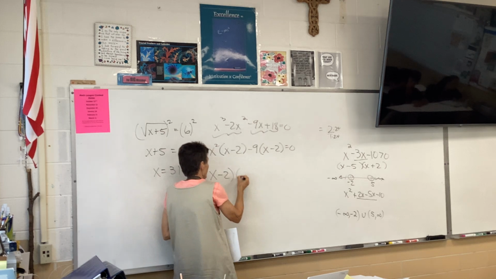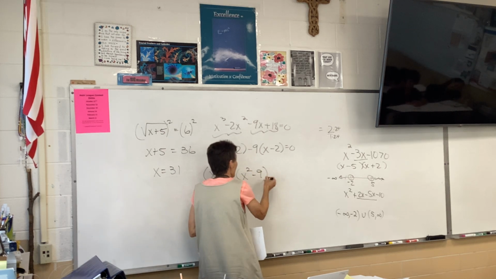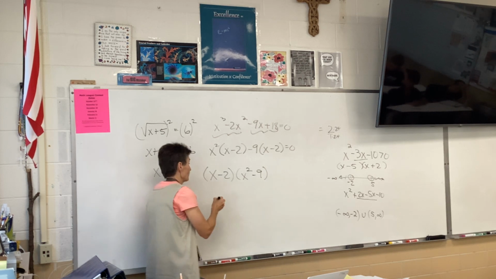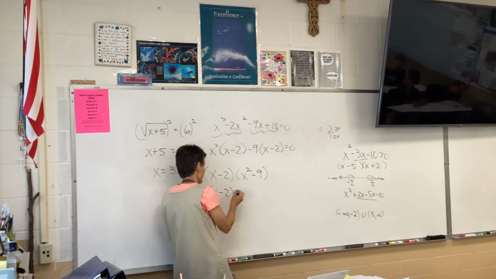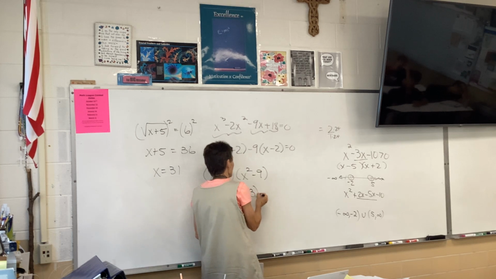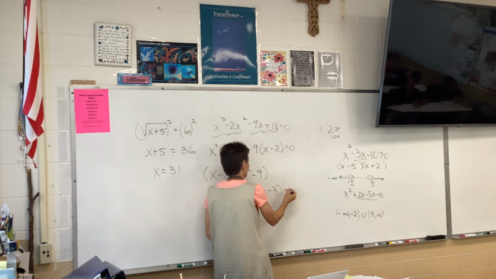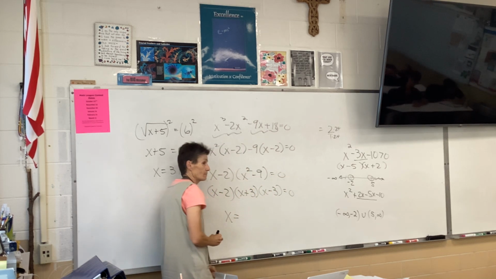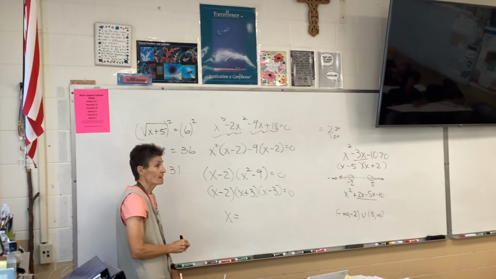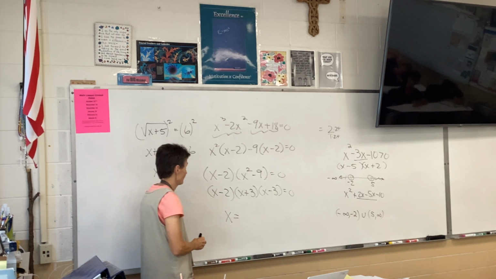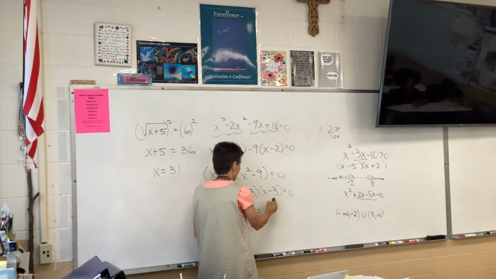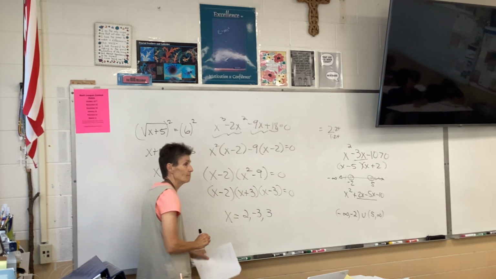And then left over is x squared minus 9, which is x plus 3, x minus 3. And I'm ready to write my answer. X equals 2, -3, 3. Done.